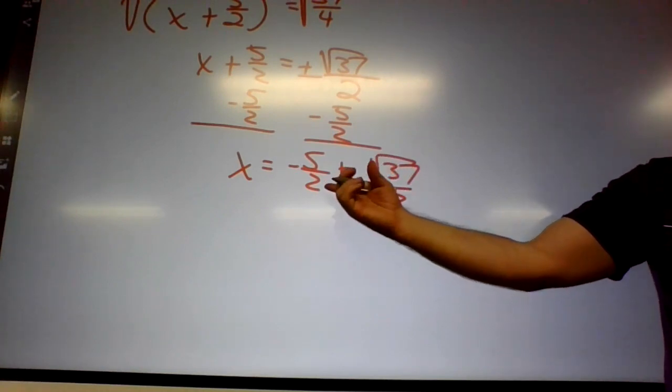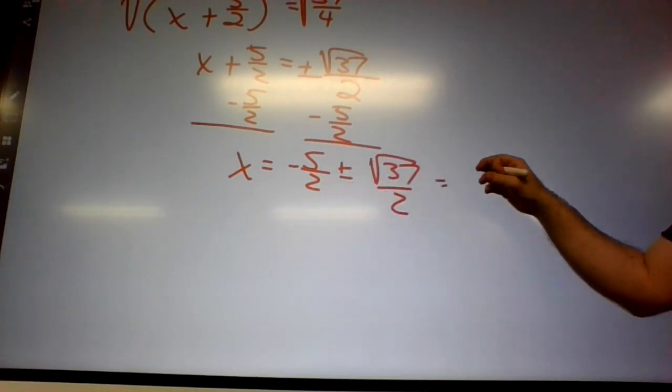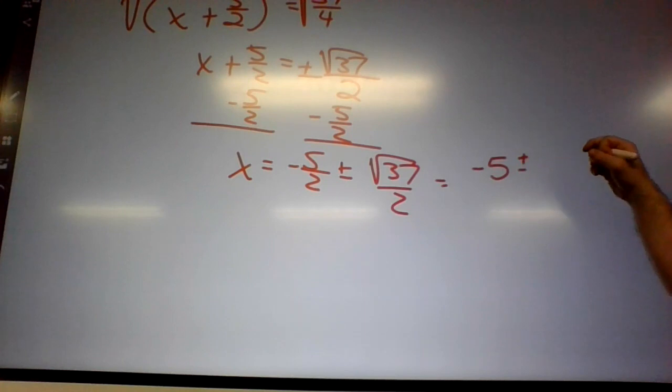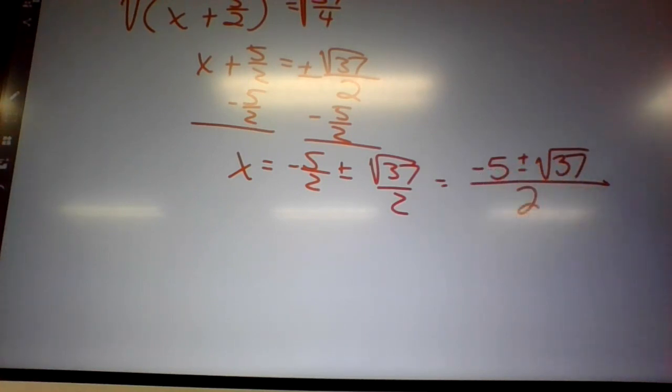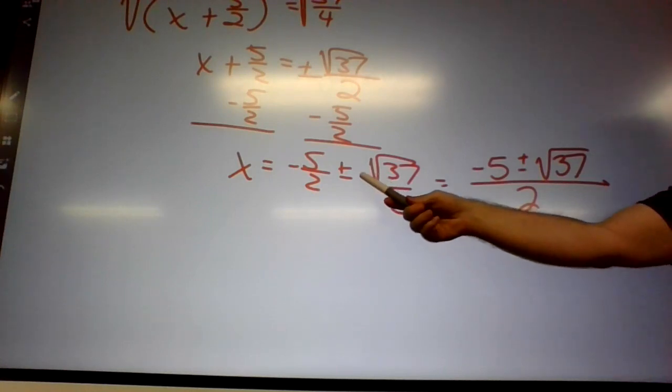They actually can, because they have the same denominator. You can put them together as one. You don't have to, but it's a little bit neater. These are the same thing.